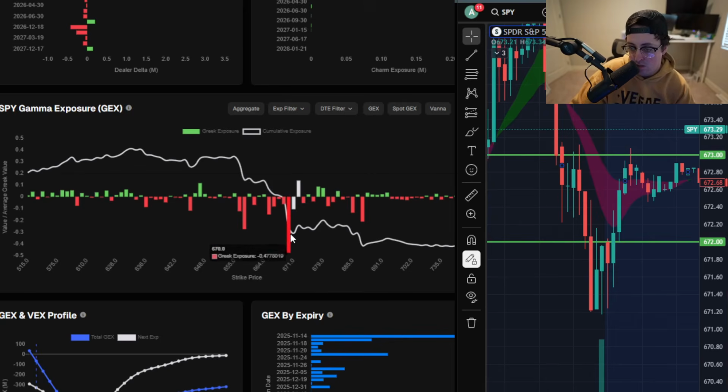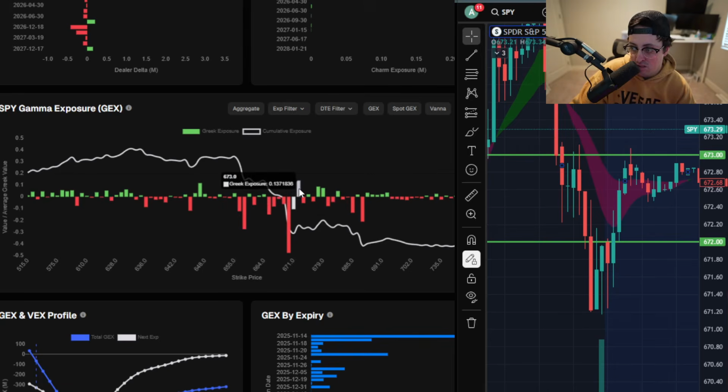So 670 is a big negative level. So I'd be targeting that for a good support level going into this week. So if we hold above 670, I'd be liking upside towards these other levels.